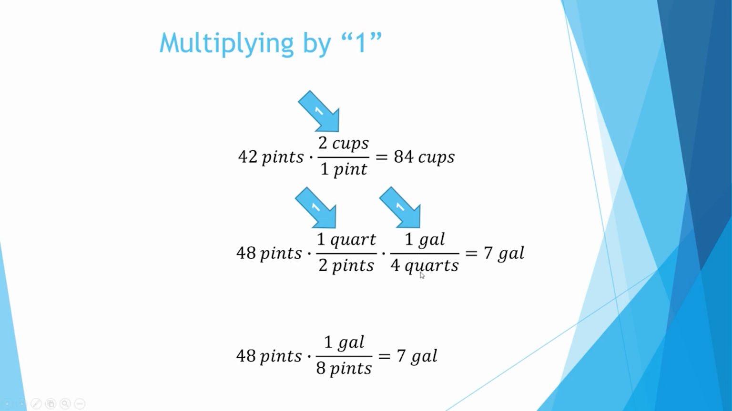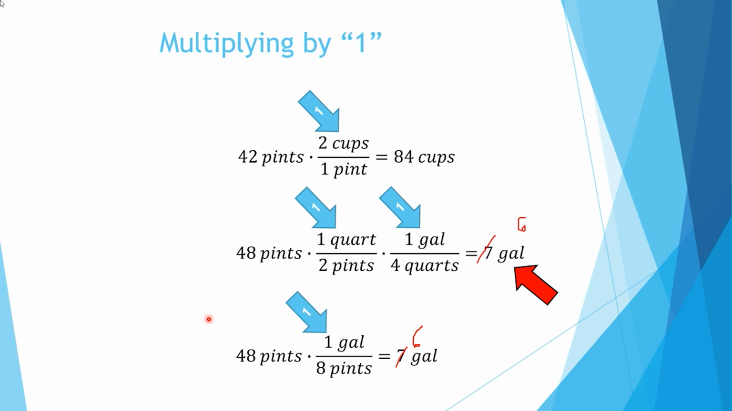So 1 gallon is equal to 4 quarts, so you can set up a ratio there. And then the pints cancel, the quarts cancel, that leaves you with gallons. And then you would just multiply across. This is 48 times 1, which is 48. And then the denominator is 2 times 4, which is 8. So that's 48 divided by 8, which I think should be 6. Yep, that should be 6.